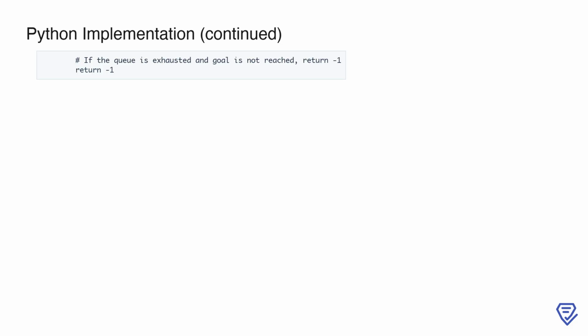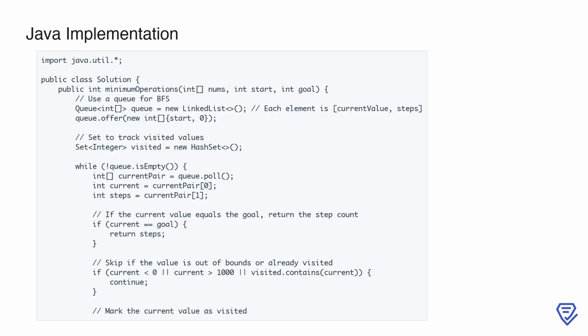By relying on BFS, this implementation guarantees that if a solution exists, we will find it in the minimum number of operations, as BFS explores all options at the current step level before moving deeper into subsequent levels. Here, we start with the Java implementation of the solution.